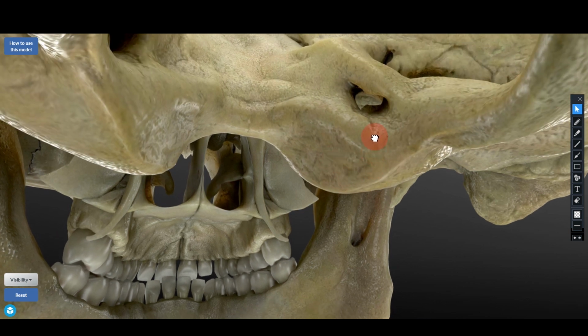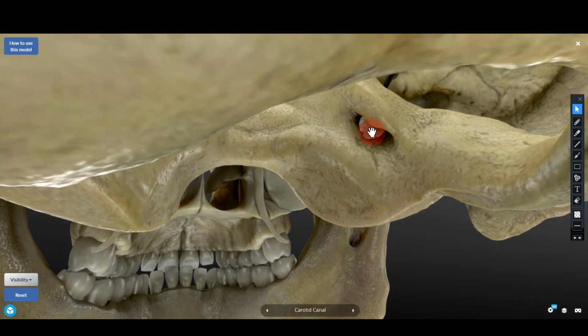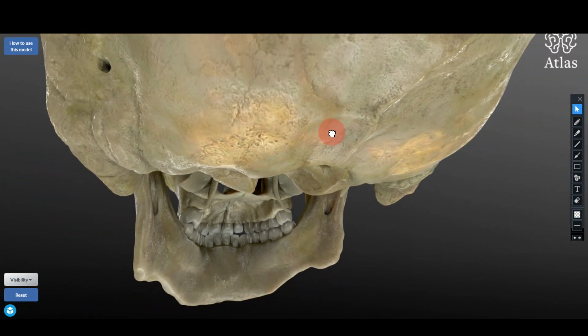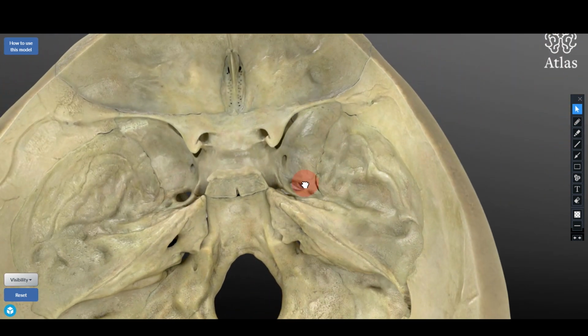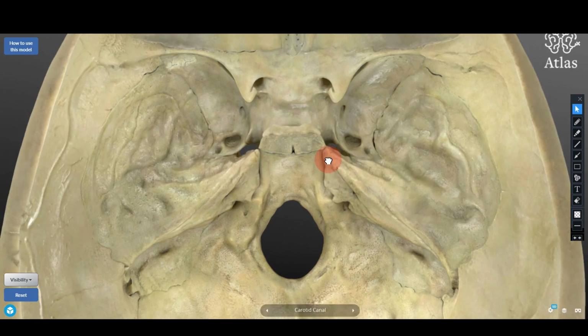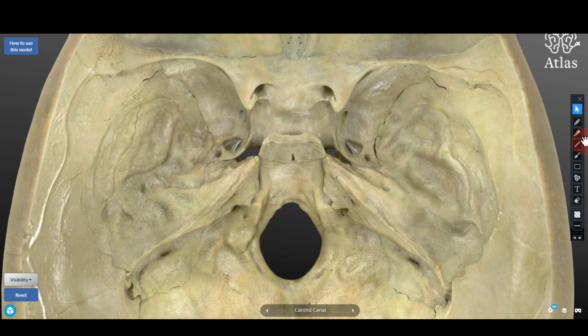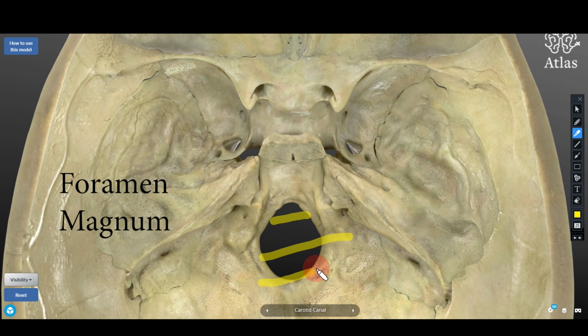Just above the occipital condyle, you have the hypoglossal canal through which the hypoglossal nerve, that is cranial nerve number 12, is going to exit anteriorly. So these are the main foramina that are very commonly asked in examinations, and obviously the greatest foramen you should not miss is the foramen magnum that you are seeing here. This is the foramen magnum.